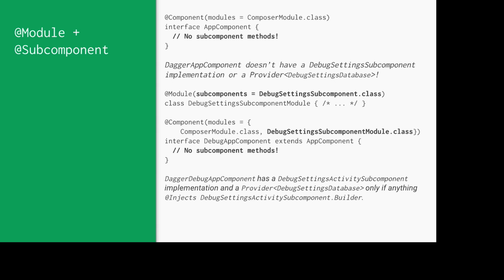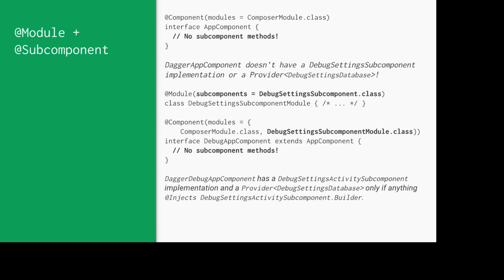And instead, at least in the debug app component, it still has no subcomponent methods. It installs a module, the debug settings subcomponent module, which has a new subcomponents parameter to it, which effectively says that that module provides a builder for that subcomponent. Because you installed that module, there is now a binding for the debug settings subcomponent builder, which you can now use instead of calling a method on the component. If you need that subcomponent, you just inject that builder.